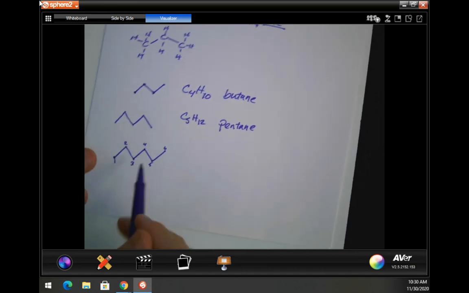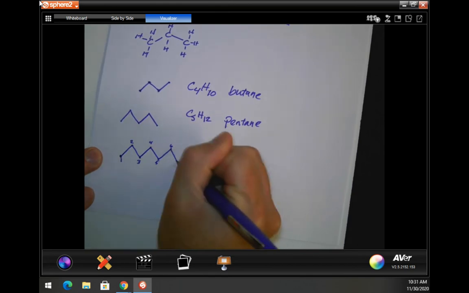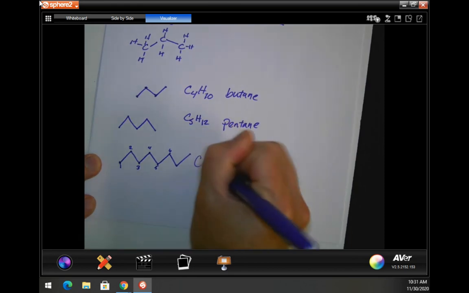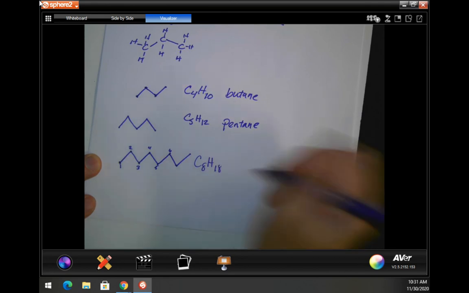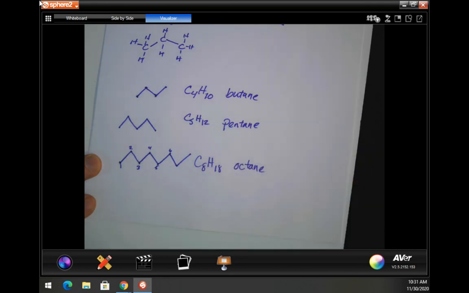All right, you guys try this one. What's this going to be? Let me add that. What's the chemical formula for this guy? And what would the name be? Octane. Very good. Questions?